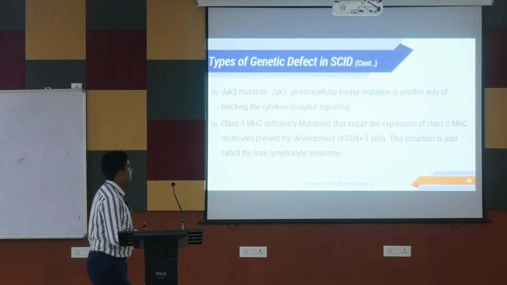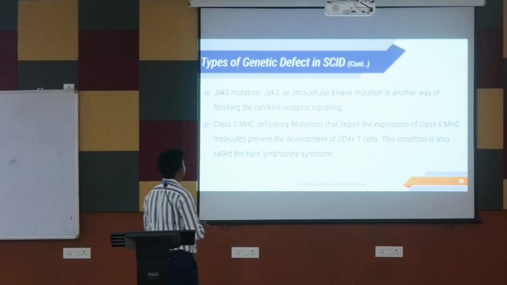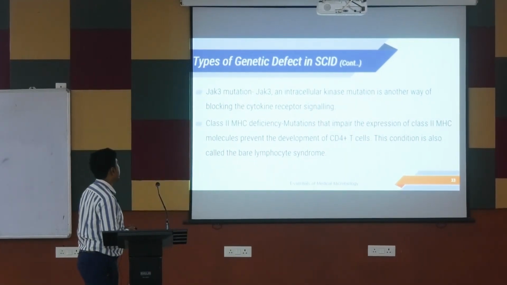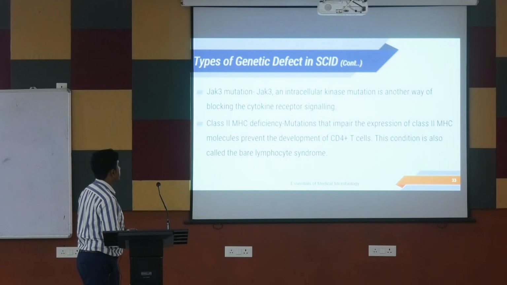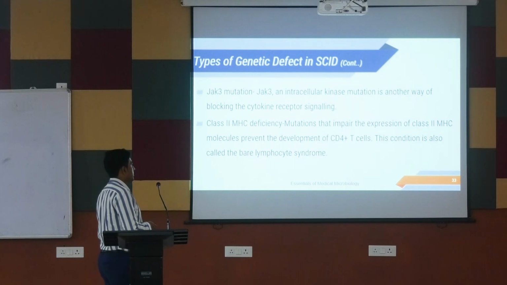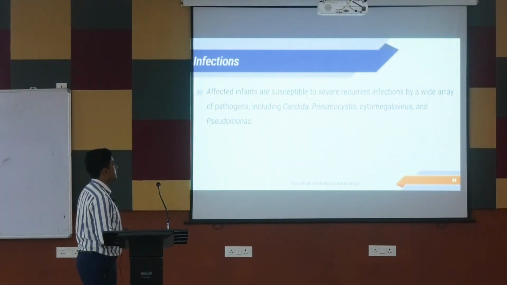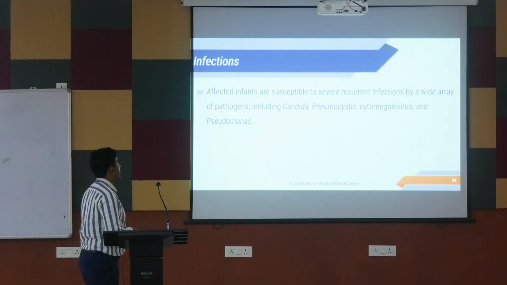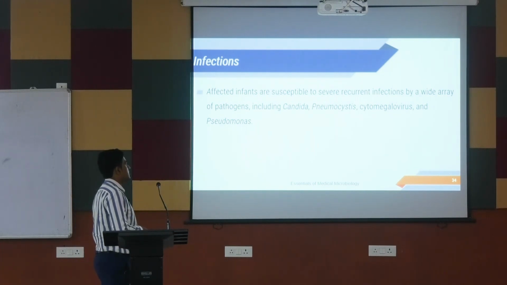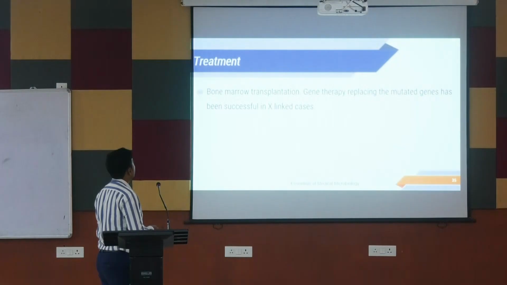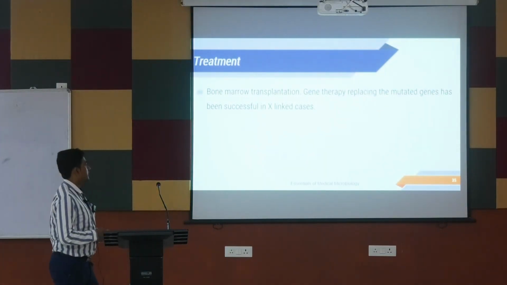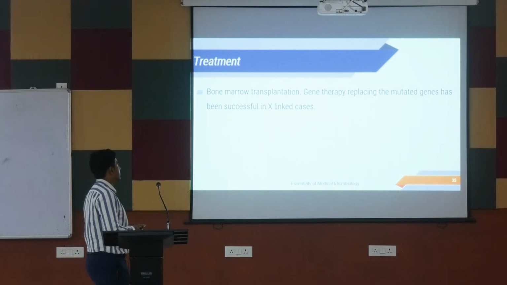JAK3 mutation. This JAK3 is an intracellular kinase mutation, another way of blocking the cytokine receptor signaling. Class 2 MHC deficiency. Mutations that impair the expression of the class 2 MHC molecules, which prevent the development of the CD4 T cells. This is also known as the bare lymphocyte syndrome. Affected infants are susceptible to recurrent infections by a wide array of pathogens, including Candida, pneumocystis, cytomegalovirus and Pseudomonas. How do we treat? Bone marrow transplantation. Gene therapy replacing the mutated genes has been successful in X-linked cases.